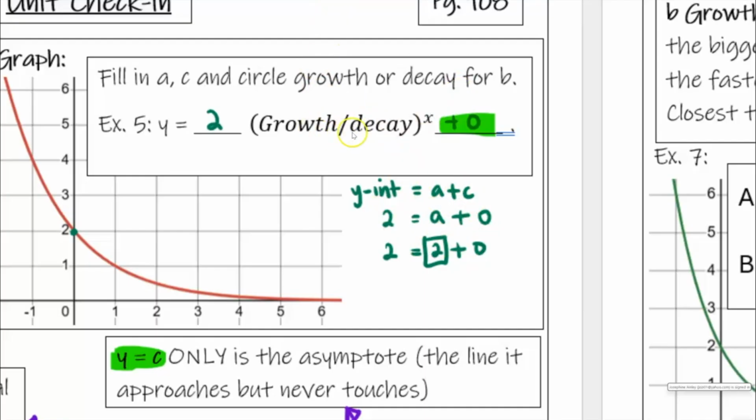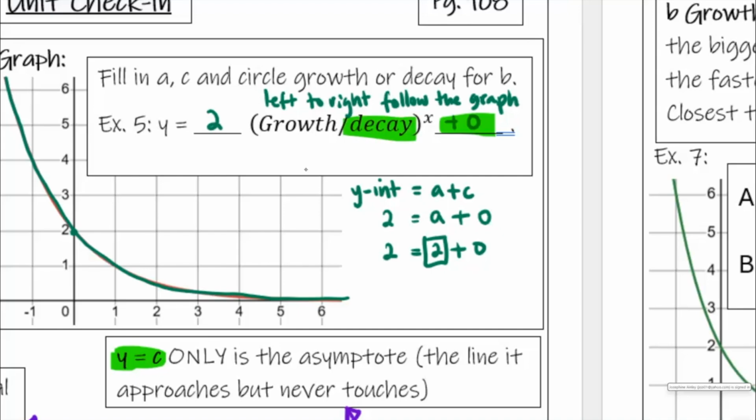The next thing we're going to do is find out if it's growth or decay. So again, write down, how do I find out if it's growth or decay? From left to right, follow the graph. Okay, so I'm actually going to just draw over this. What is happening from left to right? What can you say is happening to the graph? It's doing what? Decreasing, right? So because it is decreasing, then it is decay.